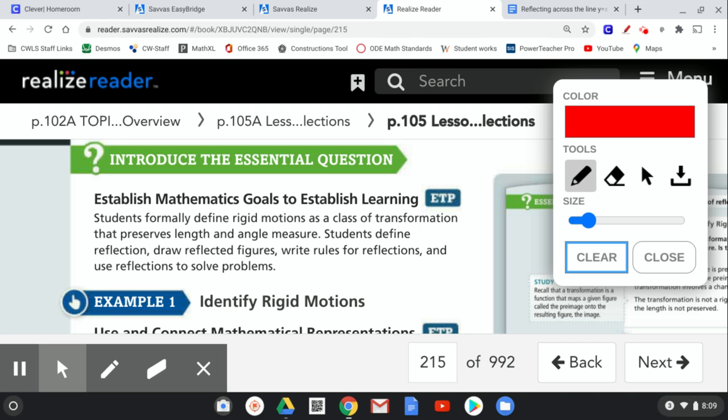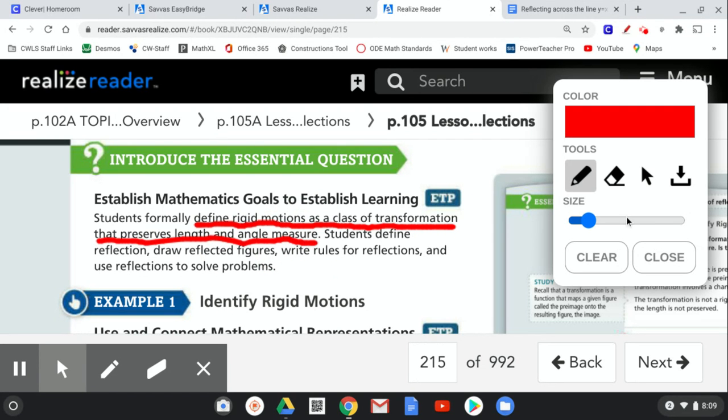All right, so this third chapter is all about transformations. You guys have probably seen this stuff before, but I want to go over some definitions here. The first one is rigid motions. To define rigid motions, they are a class of transformation that preserves length and angle measure.